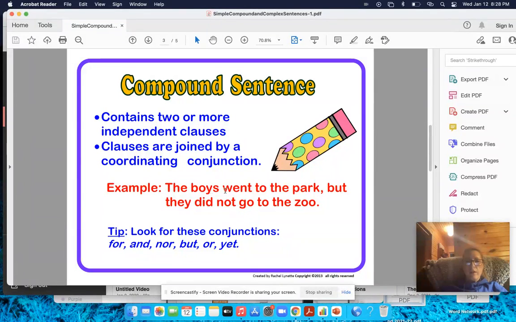That means the first sentence, the boys went to the park, is independent. It could end in a period and stop the sentence there. They did not go to the zoo is also independent. It can stand alone as a sentence by itself. But we'll use a comma, then the conjunction to pause and combine the sentences together.